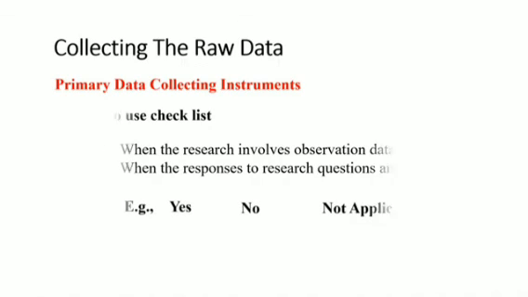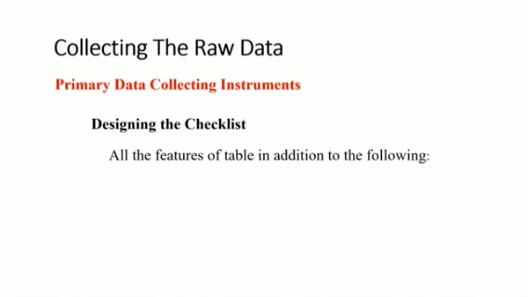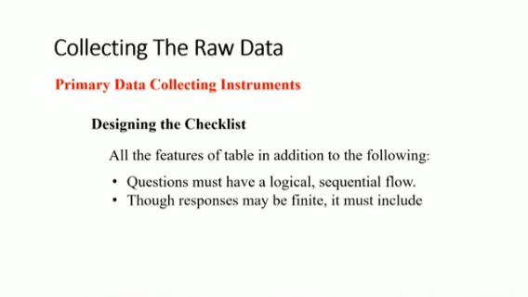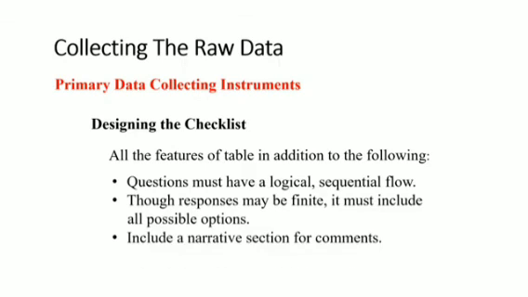When designing a checklist, you should ensure that it has all the features of a table. In addition to the following, questions must have a logical sequential flow. Though responses might be finite, it must include all possible options. Finally, your table should include a narrative section for comments. This will come in handy to give explanations for anything the researcher has observed.